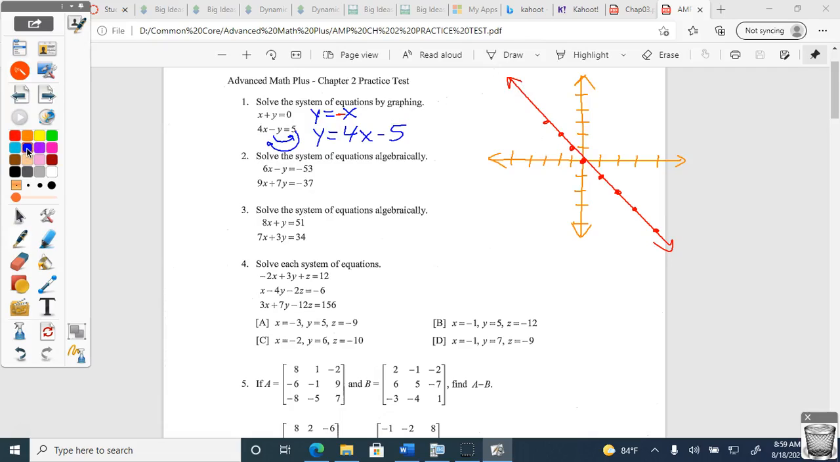This one, where do I start at? -5. So 1, 2, 3, 4, -5. The slope is 4, up 1, 2, 3, 4 over 1. I can see right there where they cross. Don't forget, you're not just graphing it. You have to tell me where they intersect. Where are they intersecting at? 1, -1. That's all you do.